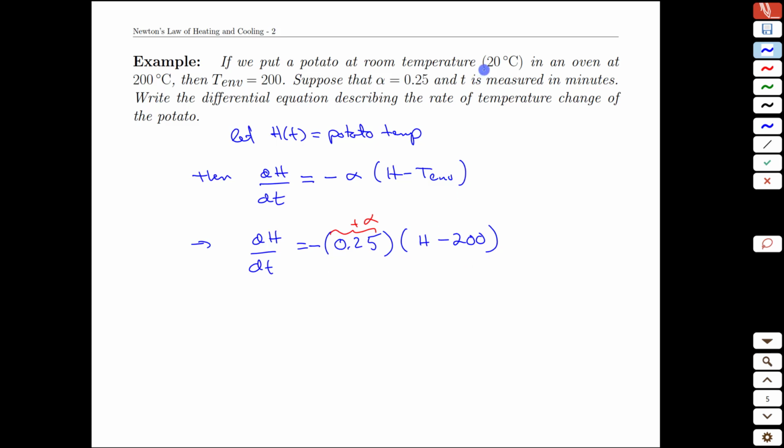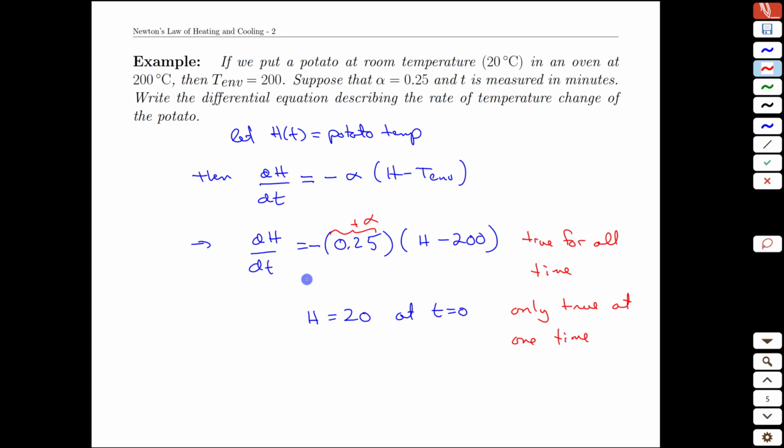There is a temptation to include this 20 degrees in this formula, but remember this is true for all time. However, h equals 20 is only true at t equals 0. Only true at one time. So we shouldn't confuse those two ingredients.